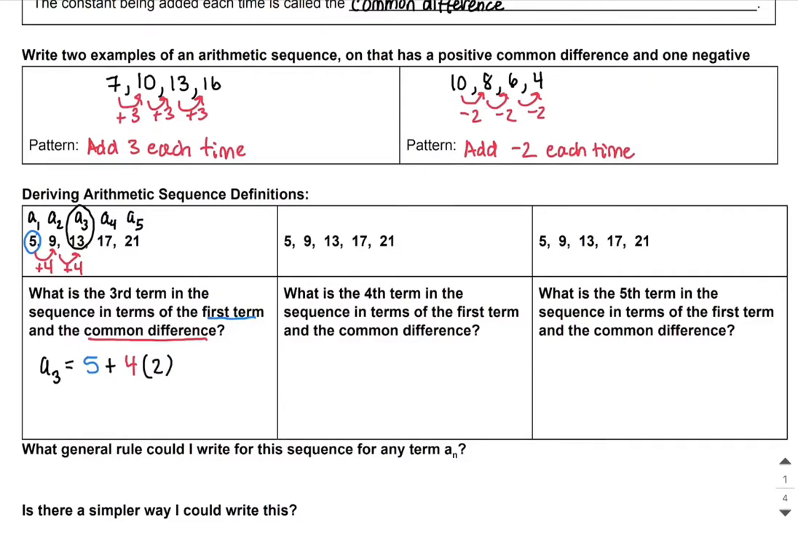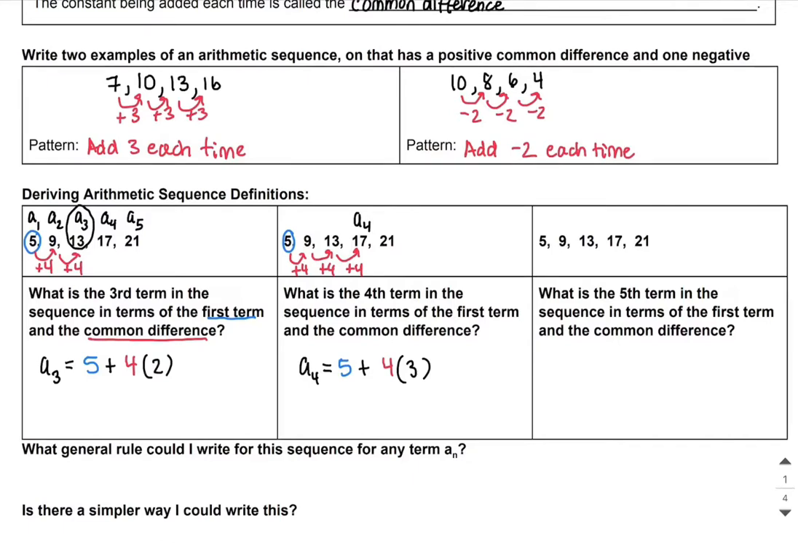For the next question, what is the fourth term in the sequence in terms of the first term and the common difference? So I'm looking for the fourth term, which is this term here, 17. And I'm starting with, so I'm going to say a sub 4 is equal to, the first term is 5 plus, I added 4 here, I added 4 here, I added 4 here, I added 4 a total of 3 times to get to 17. So I added 4 to 5 3 times. So 5 plus 4 times 3, I could write.